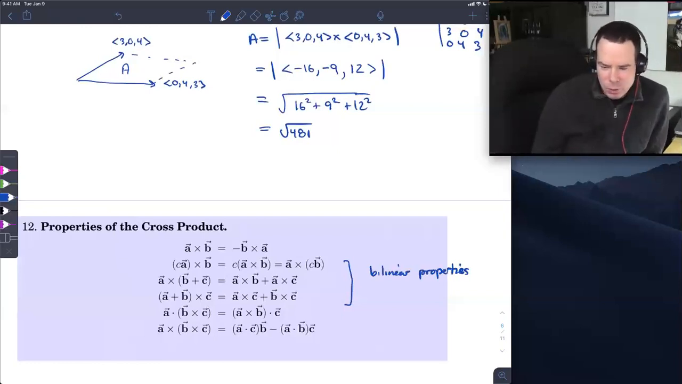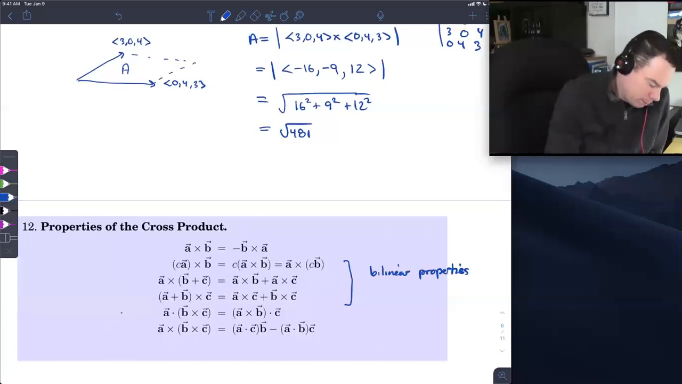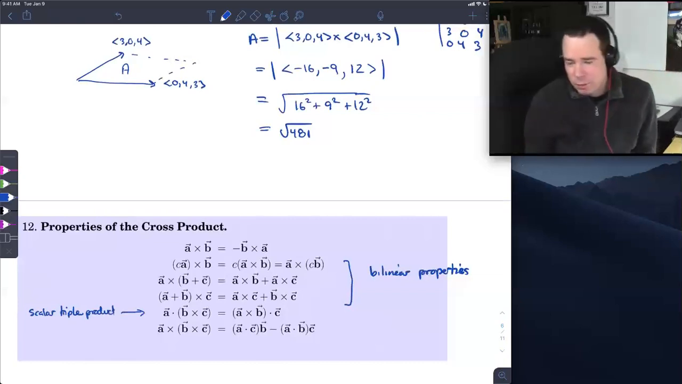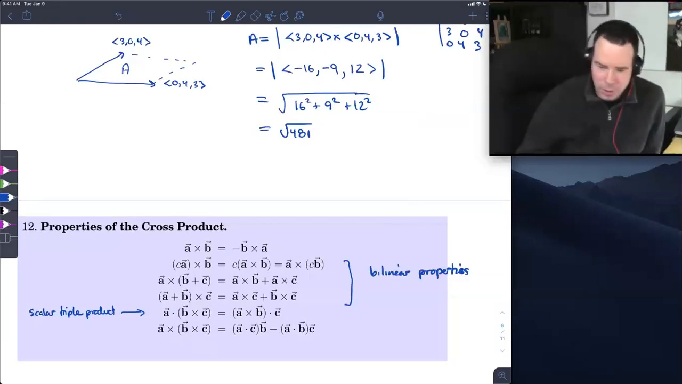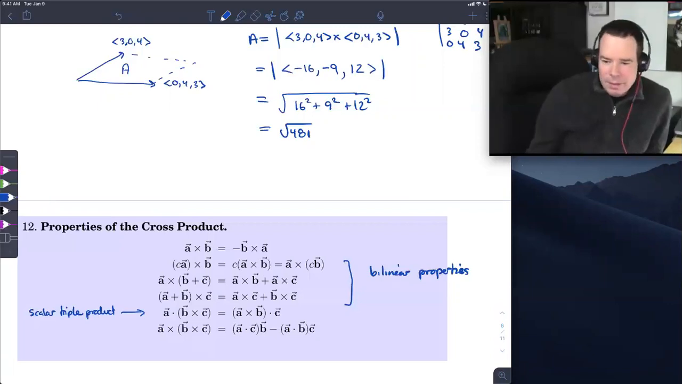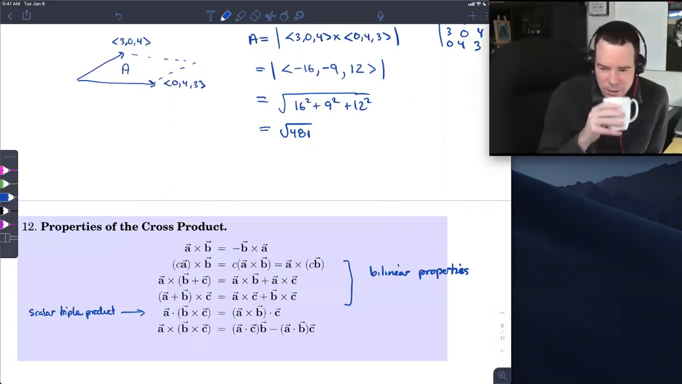The second to last one is known as the scalar triple product. So scalar triple product, and it's a product that involves three vectors. That's the triple part of it. Why is it a scalar triple product? Well, because the result is a scalar. The B cross C is a vector, and then when you dot it with A, you get a number, or a scalar.